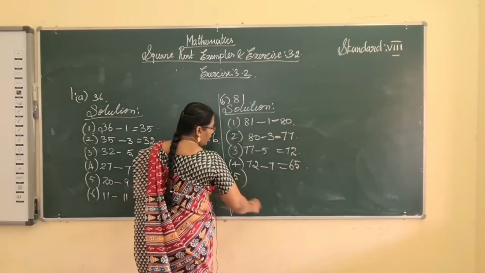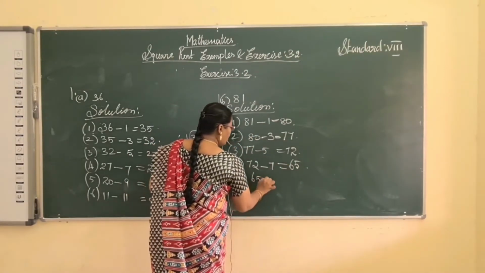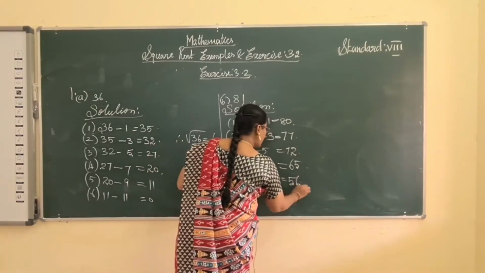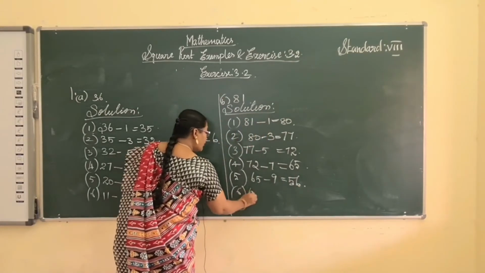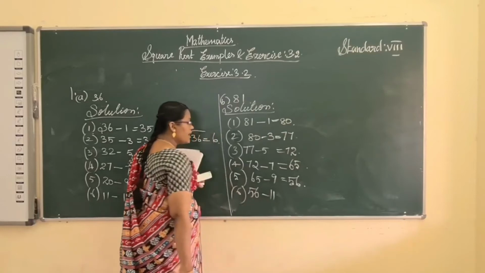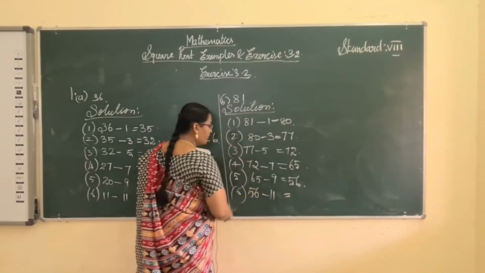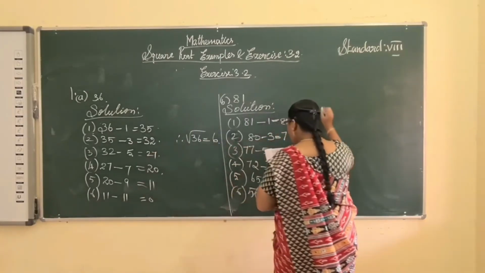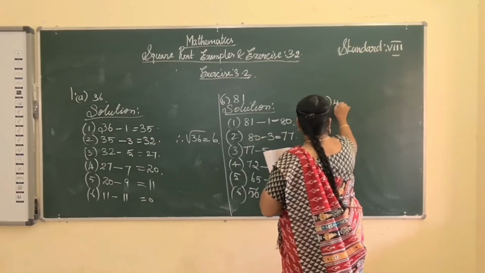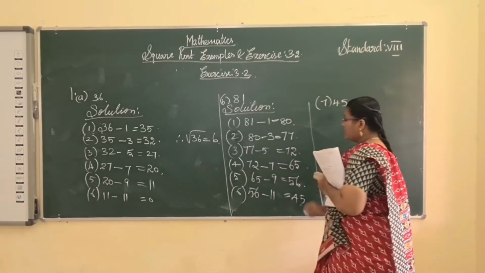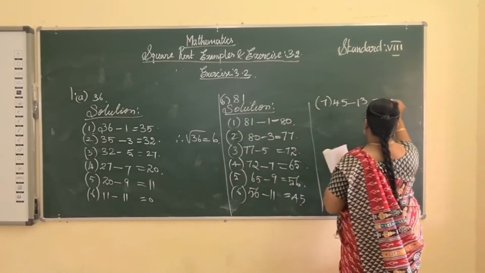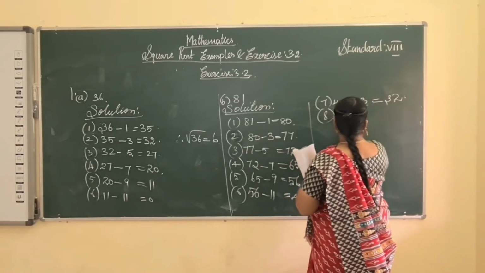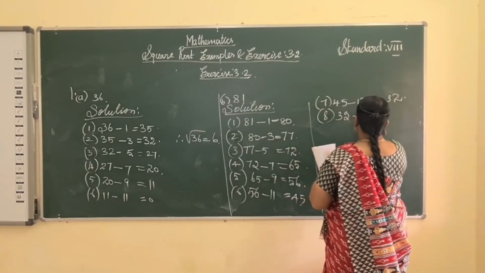And the fifth odd number is 65 minus 9. Okay, so 56. And then the sixth one, 56 minus the next odd number, 11. So 11 subtracted from 56, what do we get? 45. Okay, and the seventh odd number is 45 minus 13. So 13 subtracted, what do we get? 32.